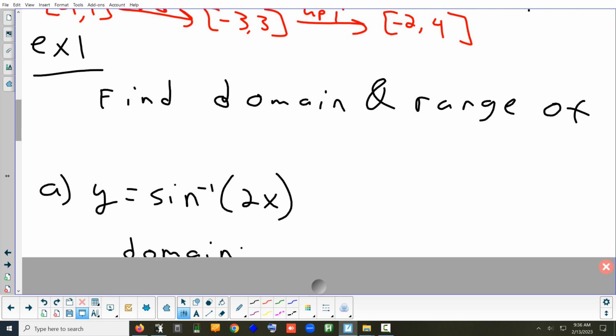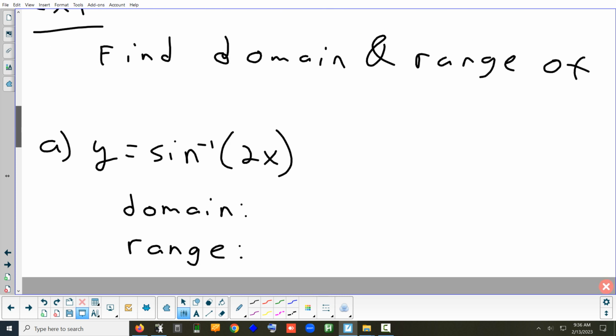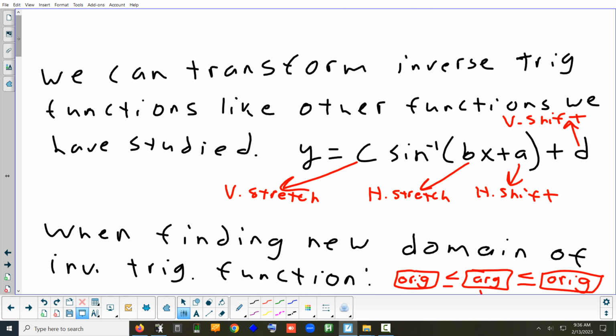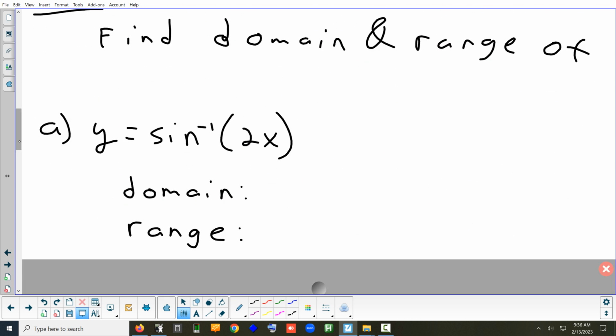Let's try this one. Inverse sine 2x. First of all, how many transformations are in this problem? If there's a number for the A, B, C, and D, then you have 4. How about this? Only 1. So that means either the domain or the range is staying the same because you're only doing one thing to it. This is taking the place of B in our formula up above.